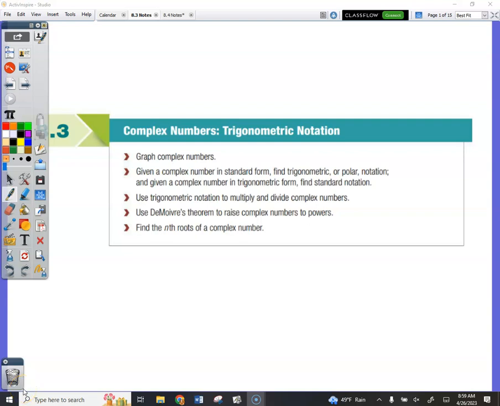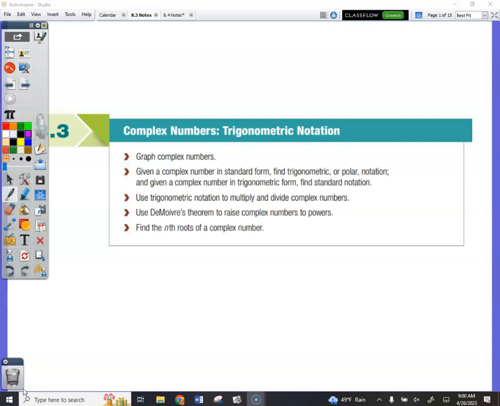So the 8-3 homework is 17 questions, and I looked at it yesterday. You should, at this point, be able to do 1 through 12. We've covered graphing complex numbers, finding the absolute value, writing the trig notation, multiplying when it's in trig form, dividing when it's in trig form, and the only thing that's left is raising it to a power, which I'm going to show you. It's just another formula.